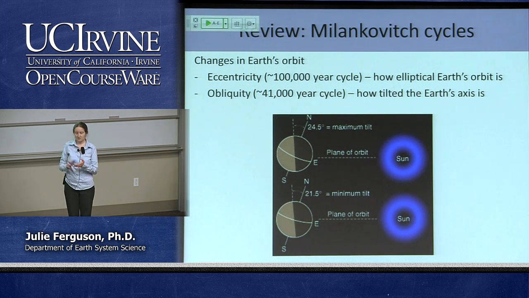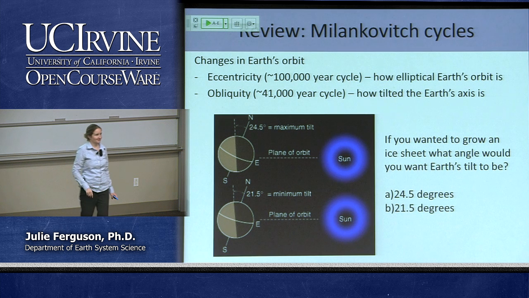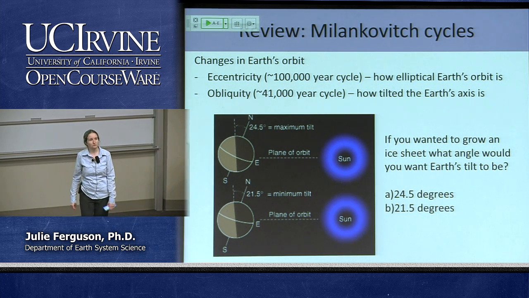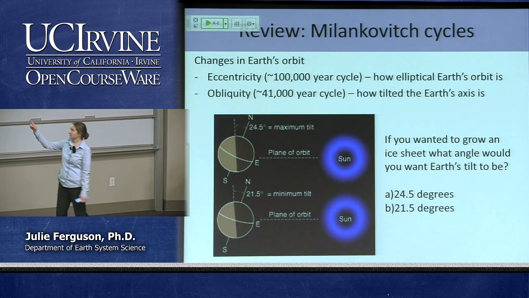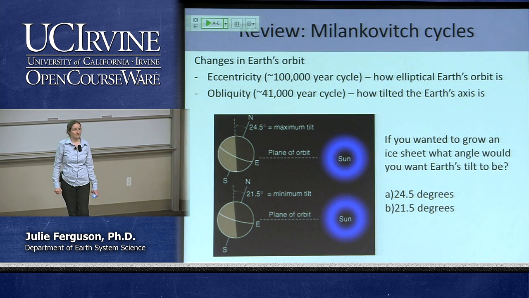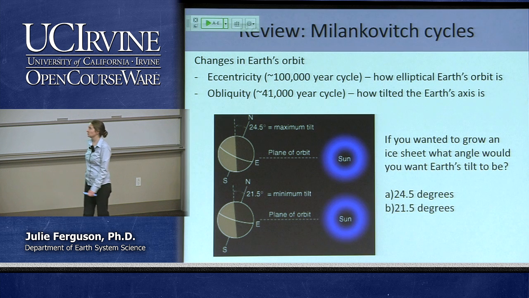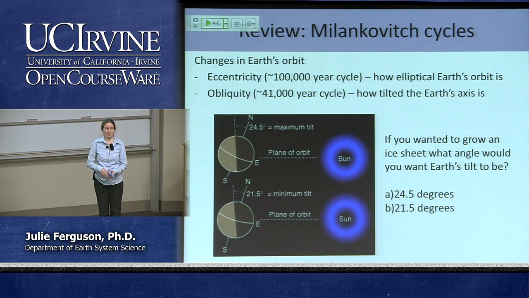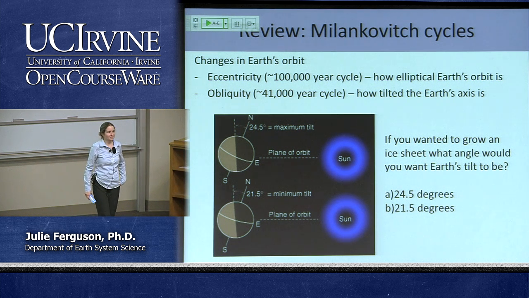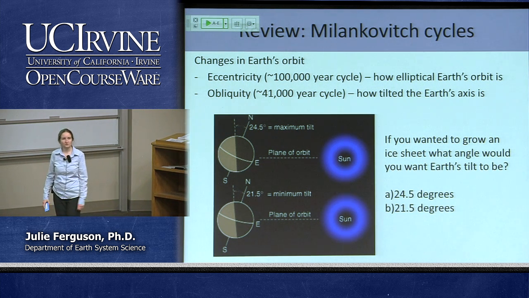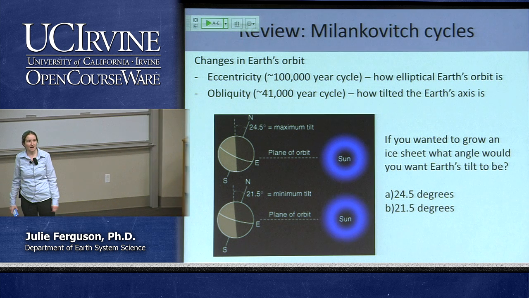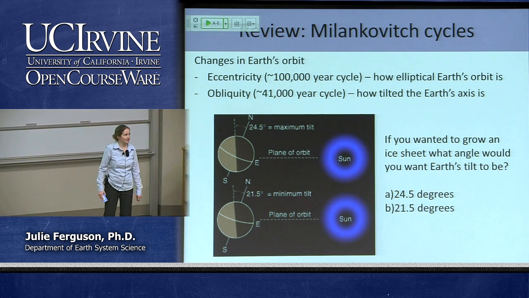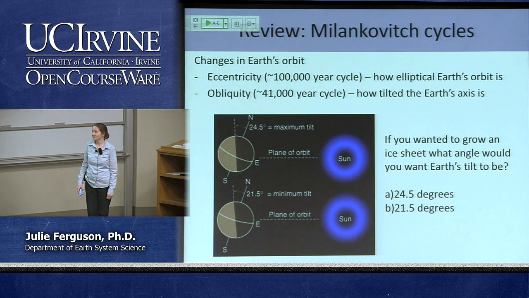Okay. So, check you're awake. If you would like to grow an ice sheet, which of those two cases do you think you would like? Would you want the Earth to be tilted at 24.5 degrees, further over, or 21.5? So think about it for a minute. Think about what is most important for maintaining and building up an ice sheet. And then you get to vote. So you can consult your neighbor and the TAs again for this one.